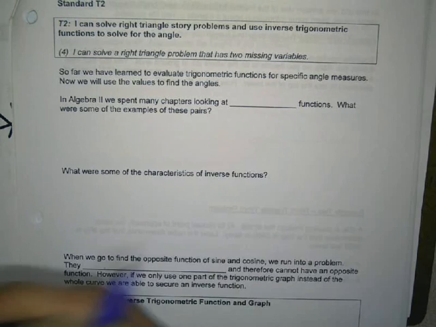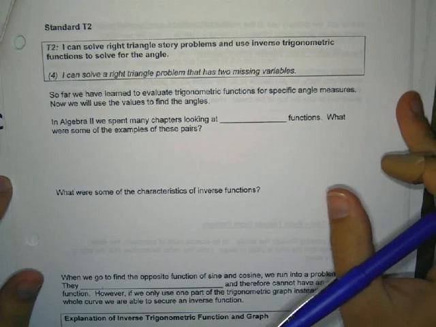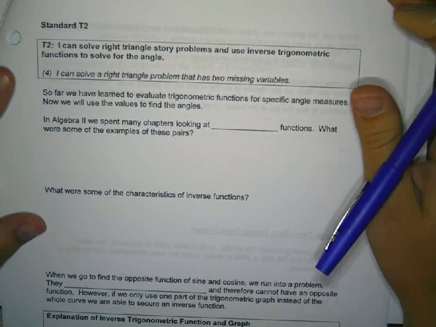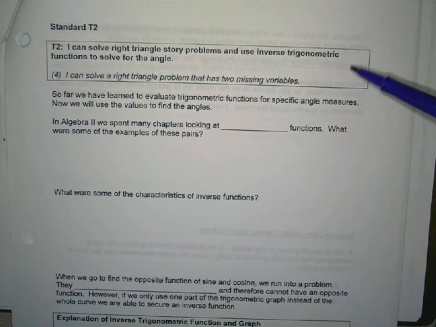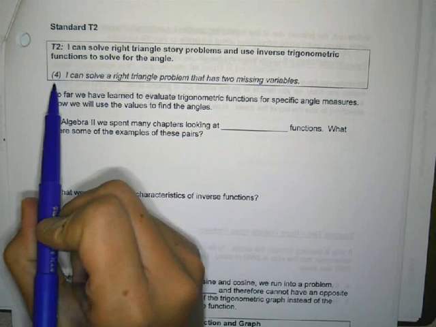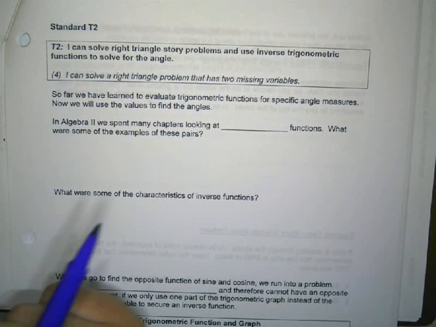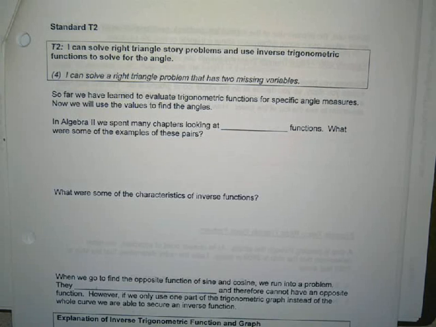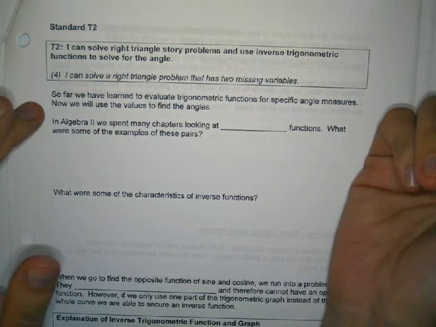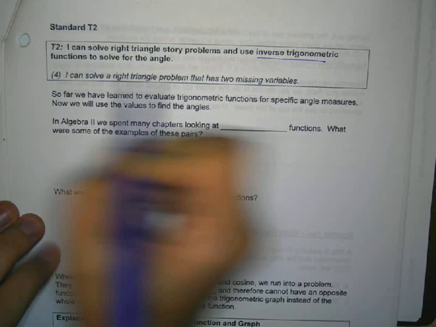Okay, we're going to cover standard T2 today, which involves solving right triangle story problems and using inverse trig functions to solve the angle. And then the type 4 will be that you can solve a right triangle problem that has two missing variables.